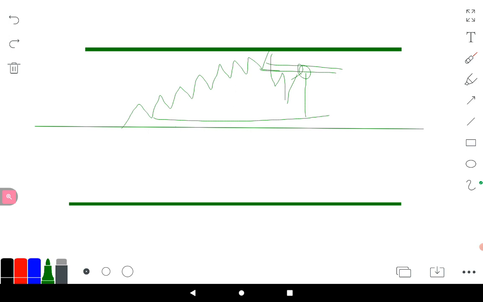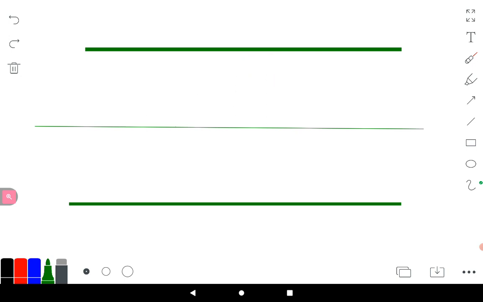Now, the same thing happens when it comes to a bearish scenario. Let's take for example, this is the current market price. Now when price is going down, let me take for example, this is a bearish scenario. Price is going to the downside, in a series of lower lows and lower highs.